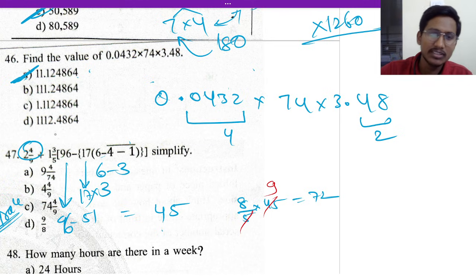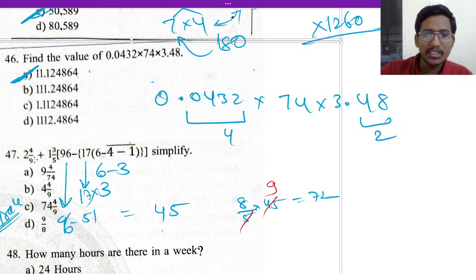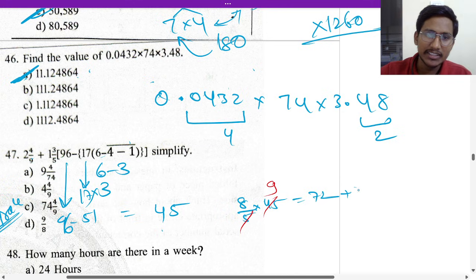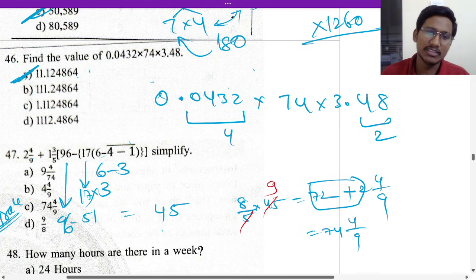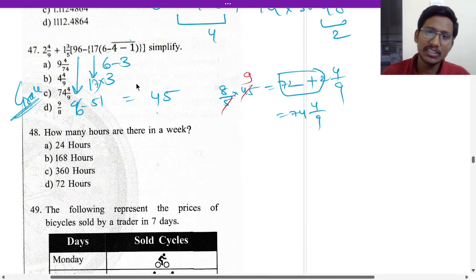So this is 2 and 4 by 9. So 9 2s are 18, 18 plus 4 is 22 by 9, right? So 22 by 9 we have to add it. Or you keep it the same, 72 plus 2 and 4 by 9 here, right? So 72 plus 2 is 74. 74 and 4 by 9 is the answer. So option C will be the answer.